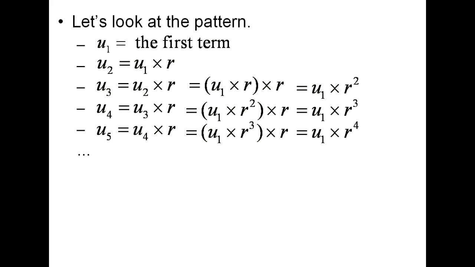If you follow this pattern, just like in the arithmetic, where we would start with the first term and add n minus 1 times the difference, this time we're starting with the first term and multiplying times that ratio raised to the n minus 1 exponent.